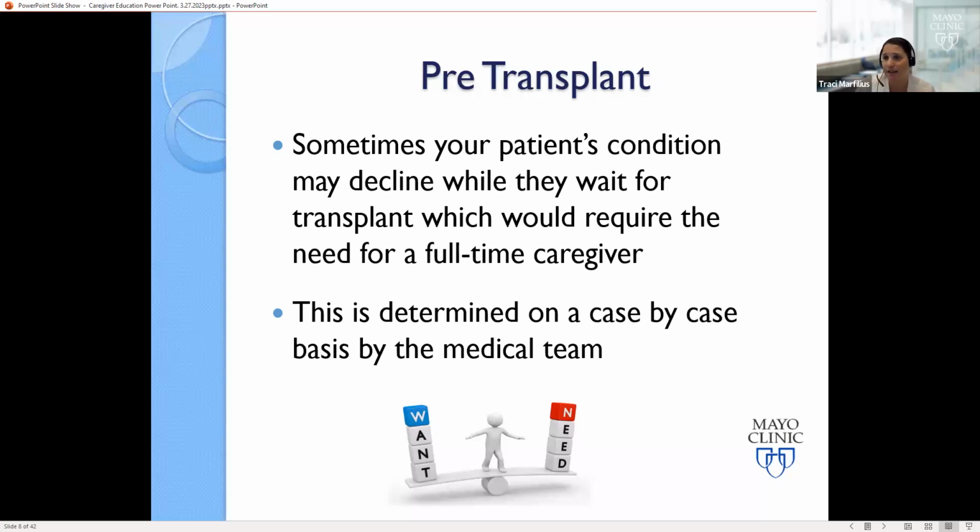A patient's condition has gotten worse to the point where they no longer can be by themselves, and the team isn't going to continue to move forward with transplant unless this criteria gets met. So we need to have that caregiver plan in place pre-transplant as well. Again, it's a case-by-case basis, so not for everyone, but I do encourage people to think about it in case it ever happens.